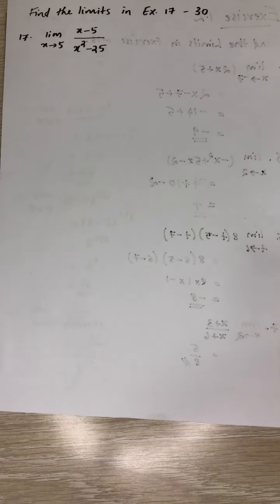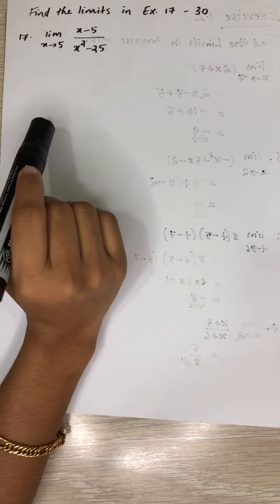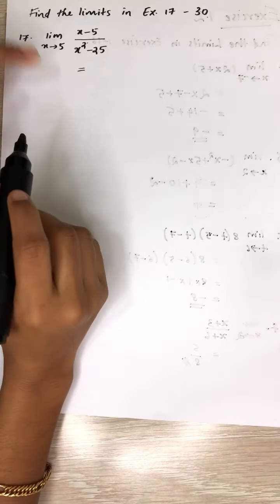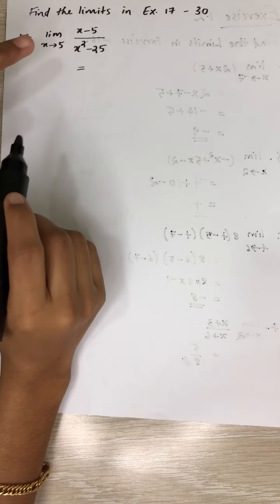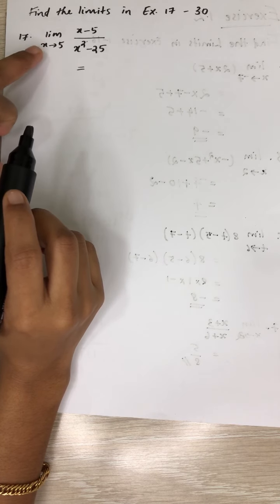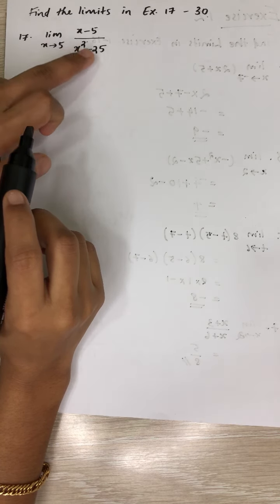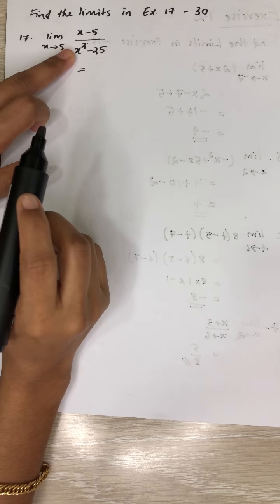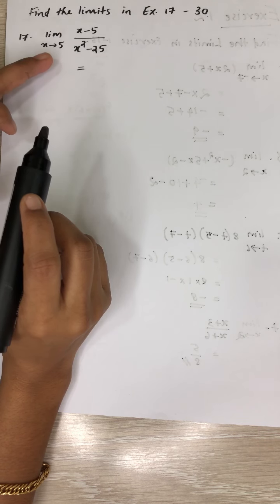In the next set of questions, we will see how to eliminate zero denominators of a rational function. Question, find the limits in exercises 17 to 13. 17, limit x tends to 5, x minus 5 by x square minus 25. This is a rational function. So we have to look at the limit of the denominator. By directly substituting, we will get 5 square minus 25, that is 25 minus 25, 0. Zero denominator. So we have to eliminate this zero denominator.